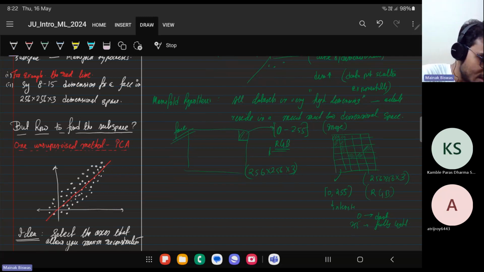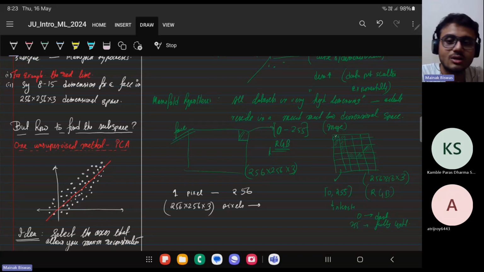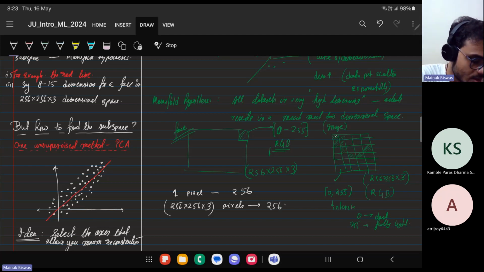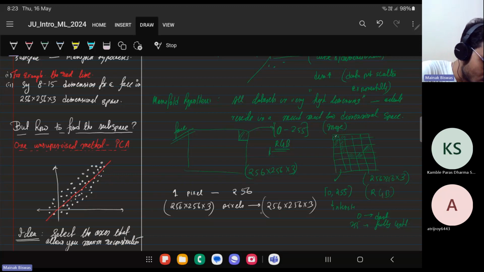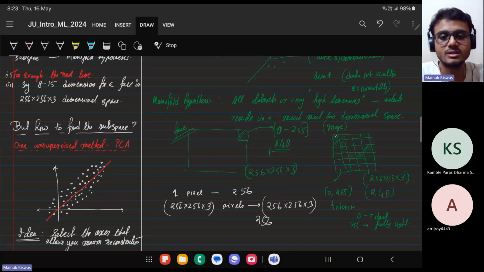So one pixel takes 256 values. So how many pixels? You have 256 cross 256 cross 3 pixels. How many distinct images will it form? So for every one, you have 256 options. It will go in power. So to fill up this entire space, you need so many images. So rather, 256 to the power this.